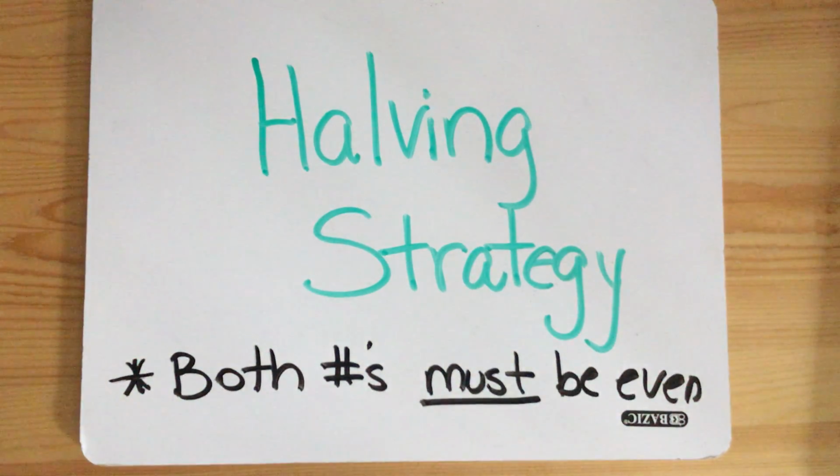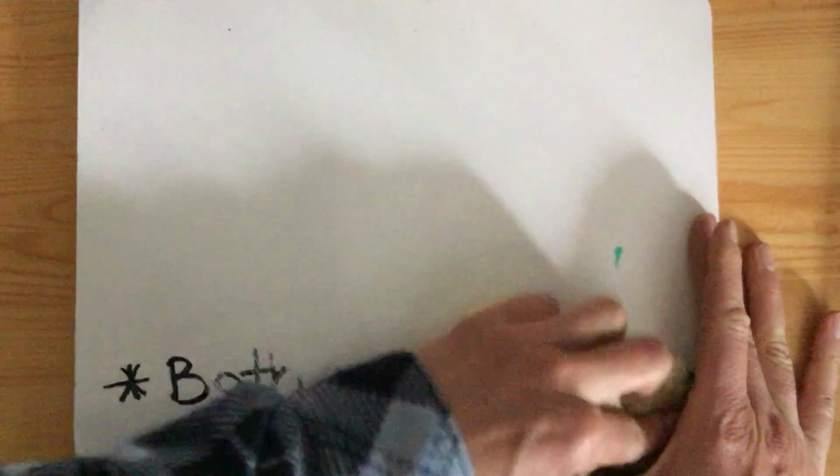So the first division strategy I want to go over with you is called the halving strategy. This strategy is really good because you can do most of it all in your head and get the question done, and it just lets you be faster at division. The one rule you have to follow with the halving strategy is both numbers must be even. So we're going to go over that together.